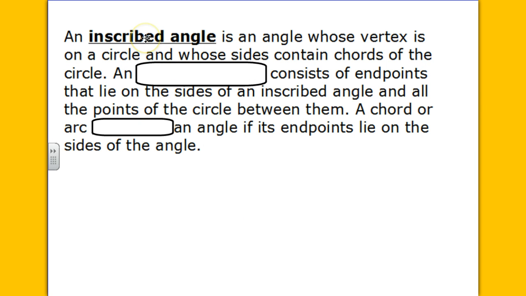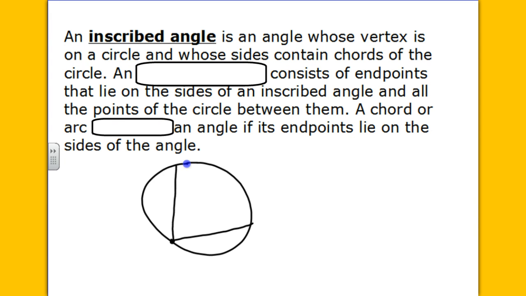So let's talk about what an inscribed angle is. Follow along, please, in your notes. An inscribed angle is an angle whose vertex is on a circle and whose sides contain chords of the circle. If I draw that real quick, if we have a circle and an angle made up of chords, chords by definition have endpoints where? On the circle. So if we choose some spot on the circle and put a chord across here, and from that same spot have a chord there, we've now made an inscribed angle.